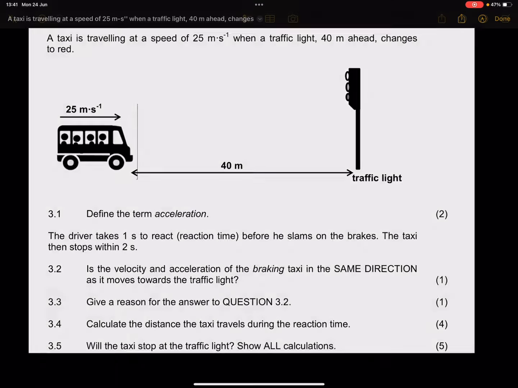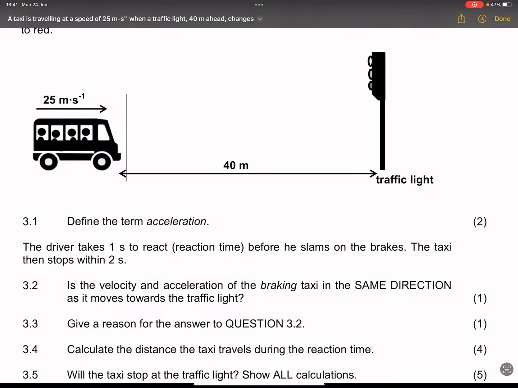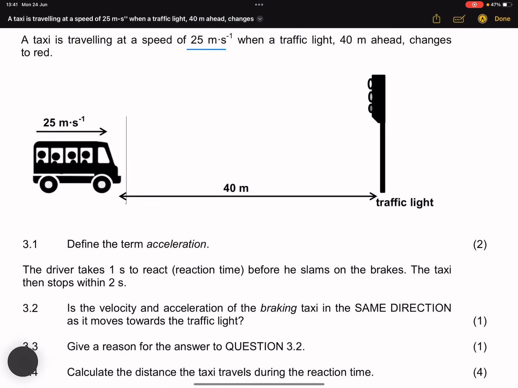So they say to us, we've got a taxi that is traveling at a speed of 25 meters per second, right? So we note the taxi is traveling initially. And they say to us, when a traffic light 40 meters ahead changes to red, okay? Now, that 40 meters has got nothing to do with the taxi. It's just the distance away from the traffic light. So now we're going to have to apply ourselves just a little bit more.